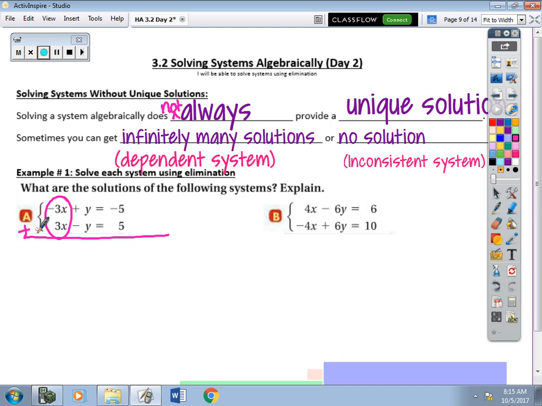-3x plus 3x is 0x. Normally I don't write that, but I'm going to in this note session. 1 plus a -1 is 0y. And -5 plus 5 is 0. So no matter what I plug in for x or for y, I'm multiplying it by 0, and 0 plus 0 will get 0 equals 0. So is that true? Yeah. 0 is equal to 0. So this is going to be one that has infinitely many solutions.